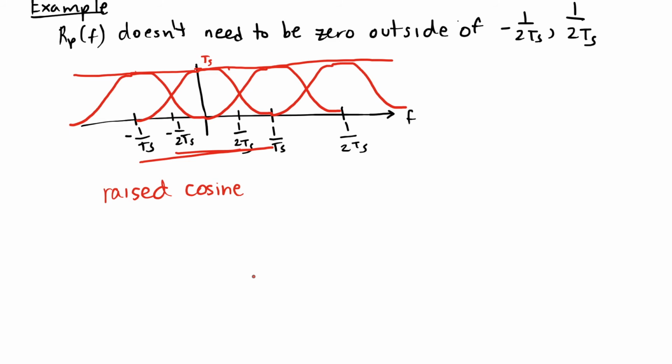And you and I can come up with our own RP of f. It doesn't need to be a cosine, it just needs to be symmetric in this way, about this point, 1 over 2 t sub s in the frequency domain, and it's symmetric about t sub s over 2 in the vertical axis. It has this double symmetry that we need to have. And I'll show you how to do this in this craft activity.